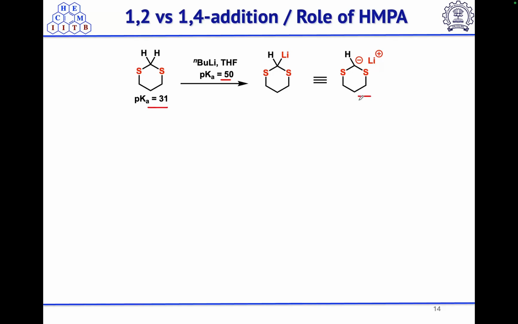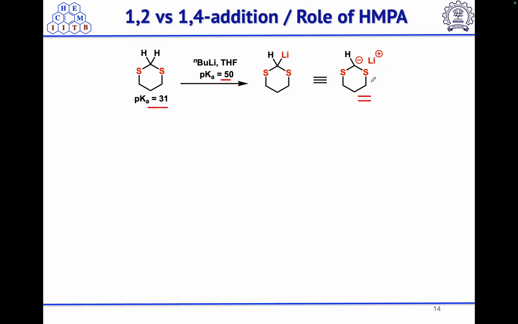So this is the compound. The C-Li bond is ionic, not a covalent bond. Sometimes many people write a covalent bond between C and lithium, but that is actually wrong. It is better to write C minus and Li plus because this is ionic.